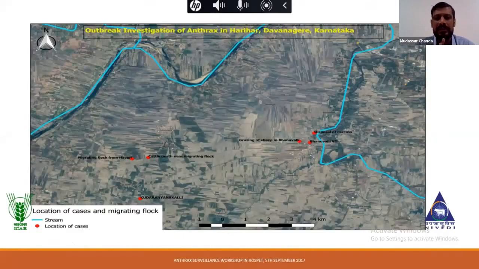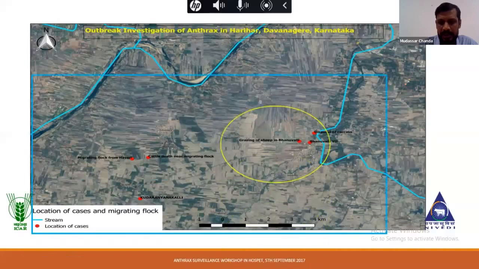And this is one outbreak investigation we did in Harihar Taluk of Davangere district. If you notice in this particular map, some red dots are there in all the places. This particular place, in the yellow circle here, was where the outbreaks of anthrax were happening. When we visited that place, we could not identify the source of infection. Then we found that there is one place in this area where the migratory flocks come. The sheep population from this village also mingles with this migratory flock, and that's the reason they got the infection.